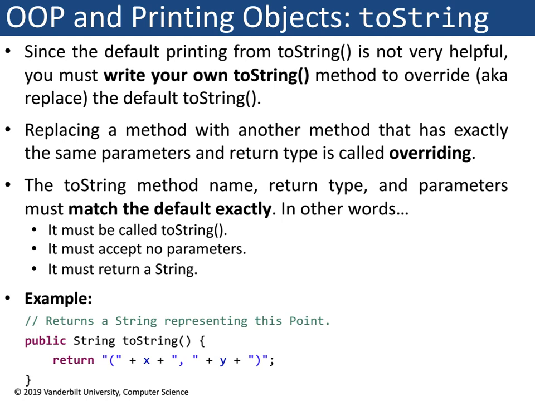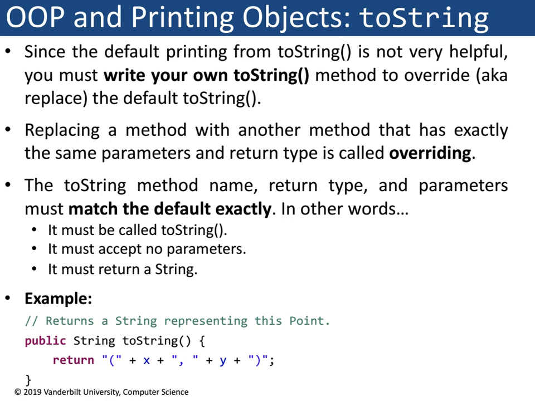But if we replace a method with another method with the same parameters and return type, it's called overriding. So if we want to override the default toString method, we have to have the exact same method name, return type, and parameters. Exactly. So it has to be called toString. It must accept no parameters because the default accepts no parameters, and it must return a string. And if these criteria are met, then we will have overridden the toString method.